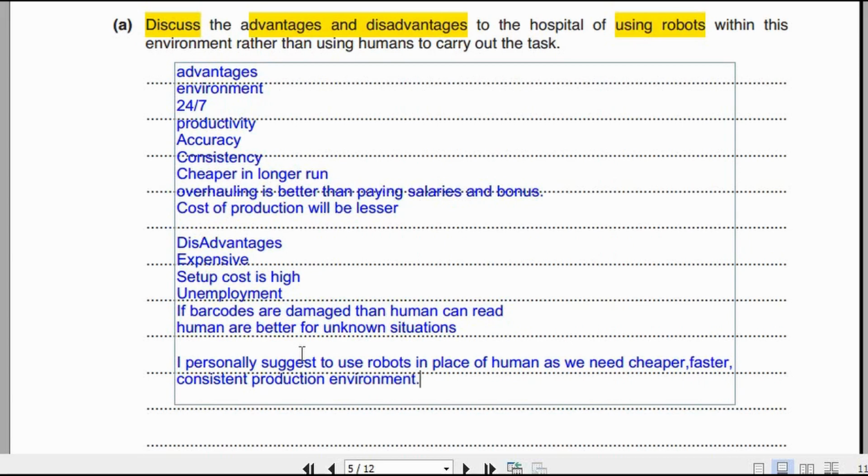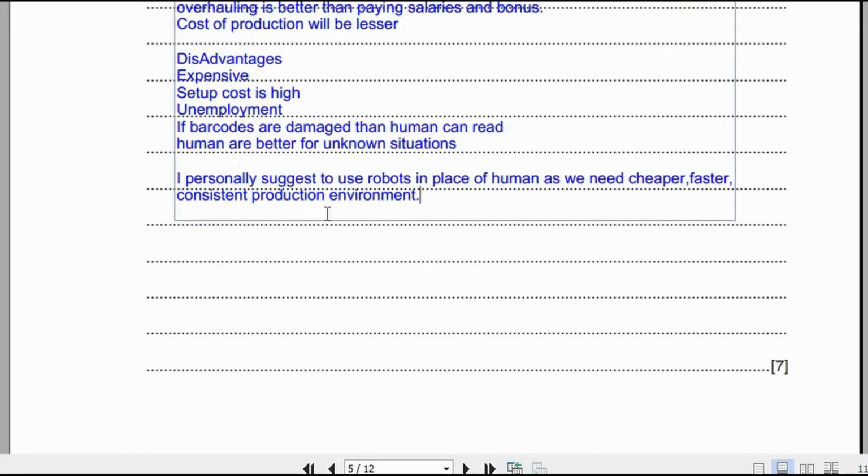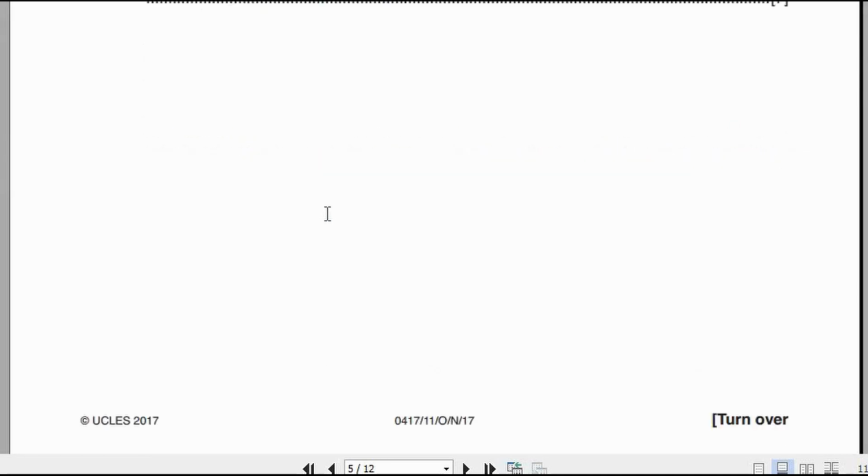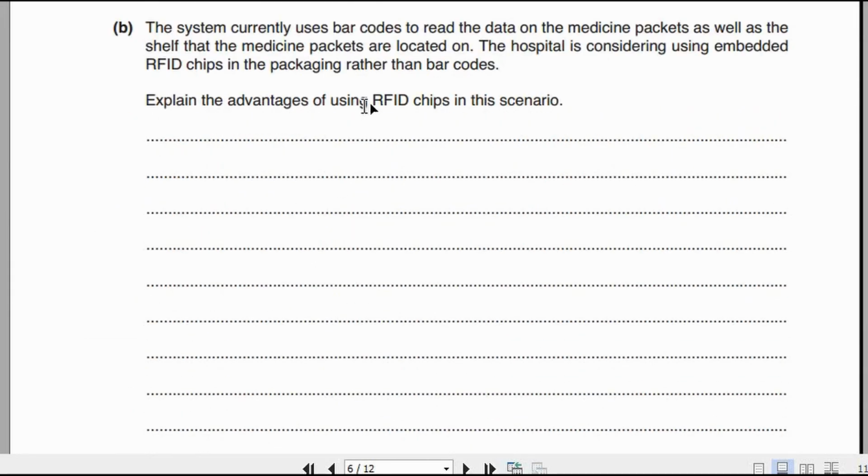Okay, so this is how, if you write the conclusion, you get the 1 mark. So you will get 3 marks, 3 marks and 1 mark. This is how the 7 marks will be given. Okay, I hope you understand.